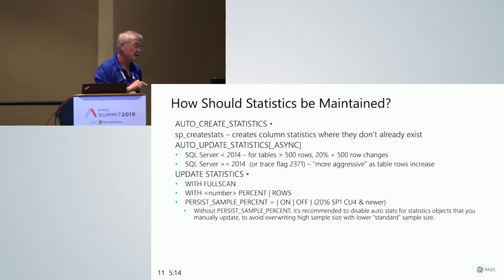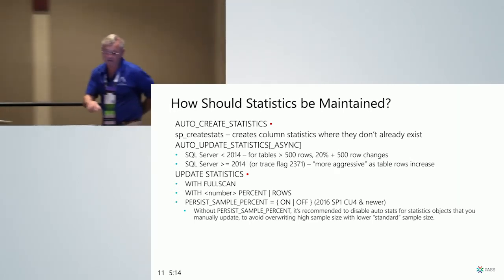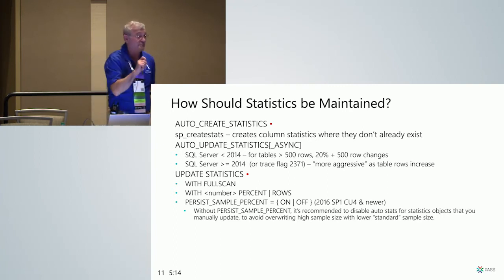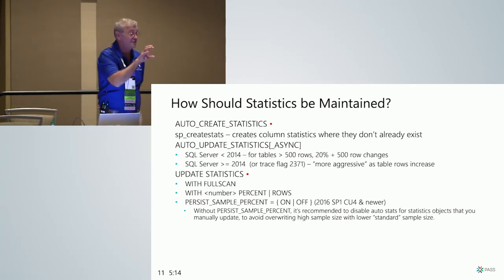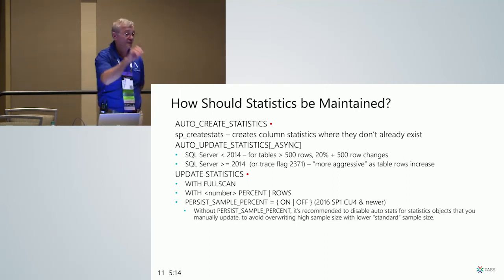Okay, but you disable the auto updates because it will override the higher sample size. Okay, my comment here is without the persist sample percent. For instance, prior to SQL Server 2016, we didn't have that feature, so an automatic update of the statistic would use the standard sample percent, not what I wanted. I want to turn off the automatic updating of that one statistic so that my manual work doesn't get overwritten by the bad stuff. Is there another question?